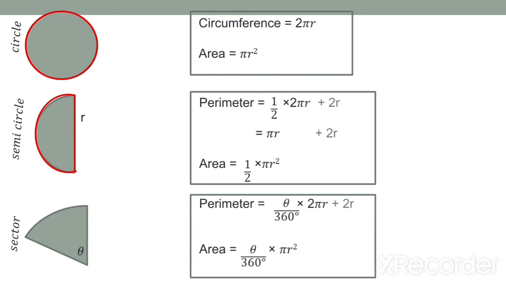So as I told you before, when you find out that theta over 360 into 2 pi r, you will have the arc length only. So if you need, you can add 2r like this. So please be aware of that. Don't just follow the formulas, try to understand these formulas. Sometimes you may need only the arc length, then you do not need that plus 2r for the formula. You just need only theta over 360 into 2 pi r. So if you need, you can add 2r.